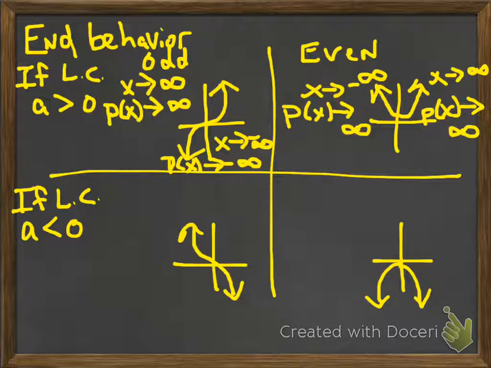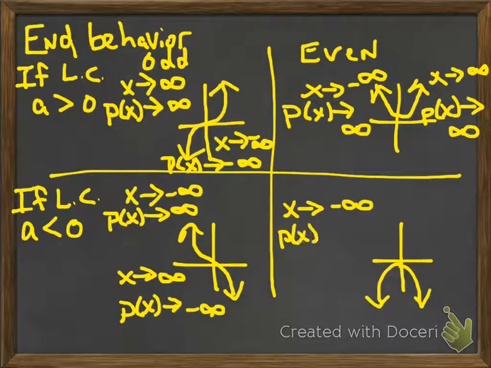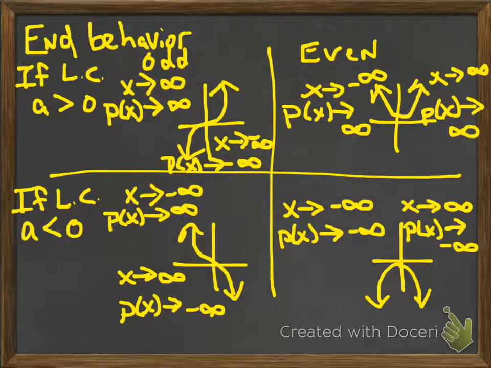When the leading coefficient is negative, as x approaches negative infinity, goes to the left, p of x goes to positive infinity. It's going up. As x goes to positive infinity, p of x goes to negative infinity. And continue the same thing on the evens. Here you can see how it goes, and notice that we're saying that they're both going to negative infinity, which means they're going down. So keep in mind how this reads, and this is true for all of them.